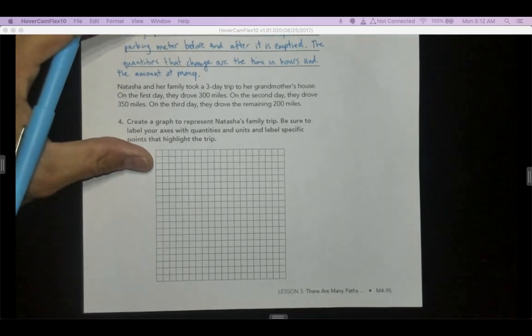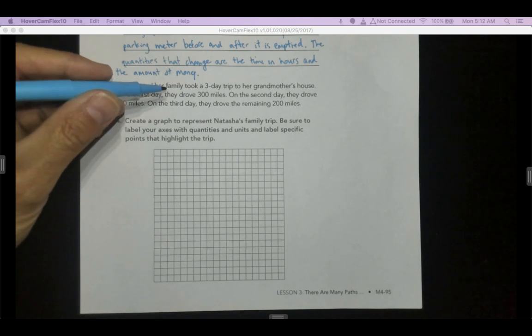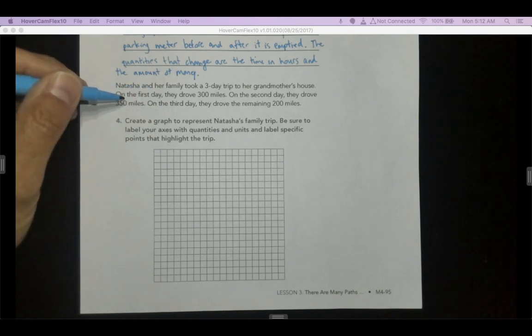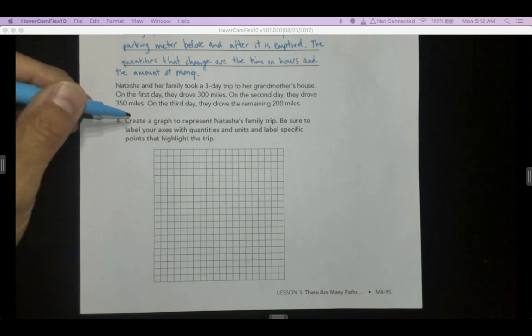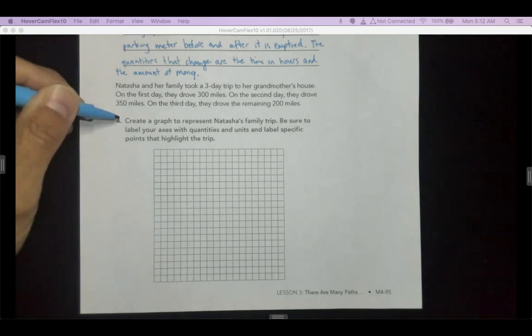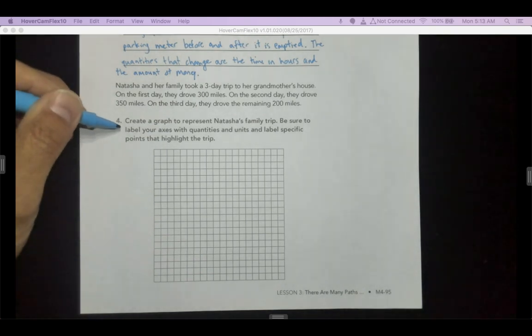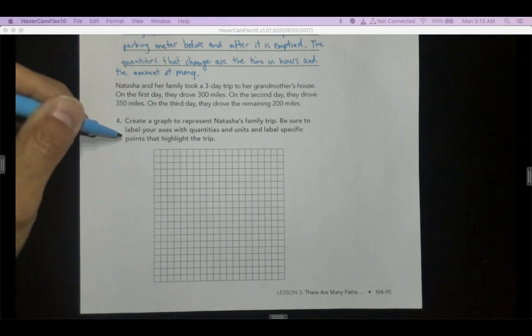Okay. There's another scenario. Natasha and her family took a 3-day trip to her grandmother's house. On the first day, they drove 300 miles. On the second day, they drove 350 miles. On the third day, they drove the remaining 200 miles. Create a graph to represent Natasha's family trip. Be sure to label your axes with quantities and units, and label specific points that highlight the trip.